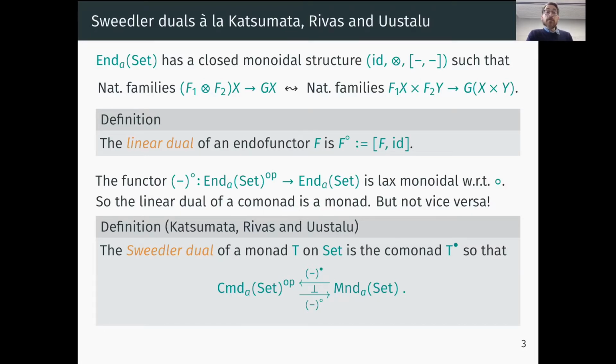And this has a closed monoidal structure, which is similar to the monoidal structure on k-vector spaces in that you have a characterization of what the tensor product does. If I take two endofunctors F1 and F2, then their tensor product has the property that natural transformations out of F1 tensor F2 into G are the same as natural families, natural in X and Y, from F1X times F2Y into G(X times Y). And so this gives you a monoidal structure, which turns out to be a closed monoidal structure. And so I can define the linear dual of an endofunctor F to just be obtained by homming into the identity.